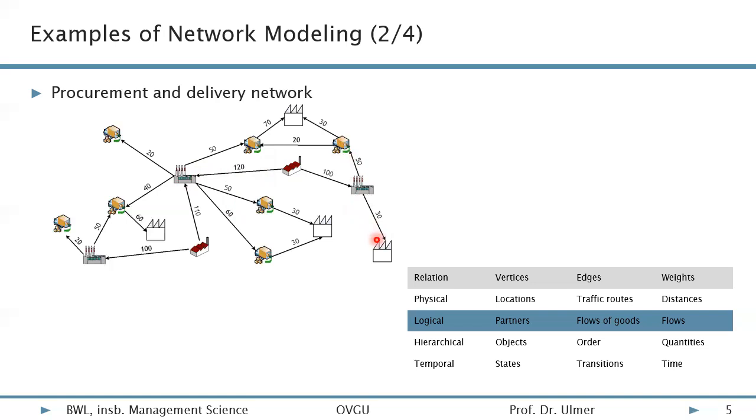This is now simple with one type of flow, but they can have multiple dimensions, of course, if we have multiple commodities flowing around in our network. But in this case, the vertices are the partners in the network. The edges are where goods flow in the network, and the weights are the amount that flows.